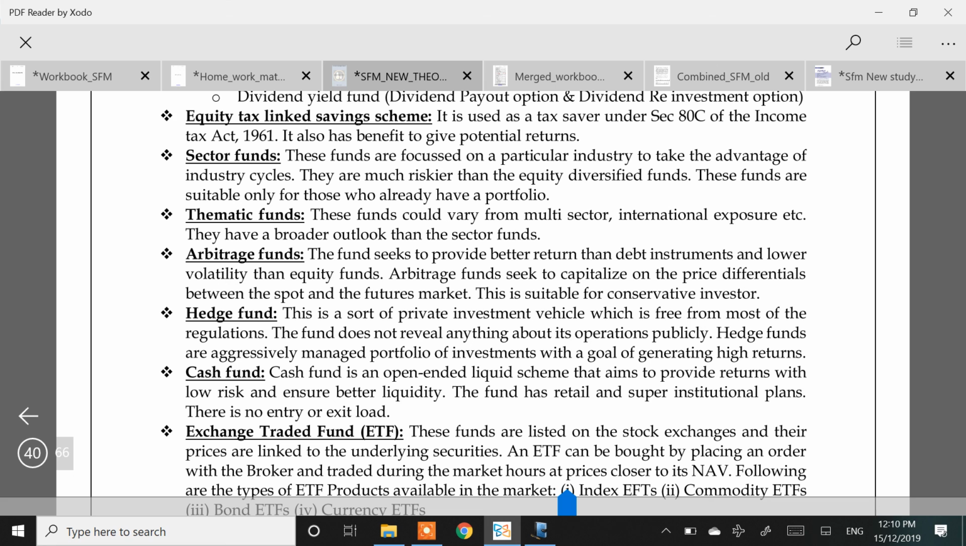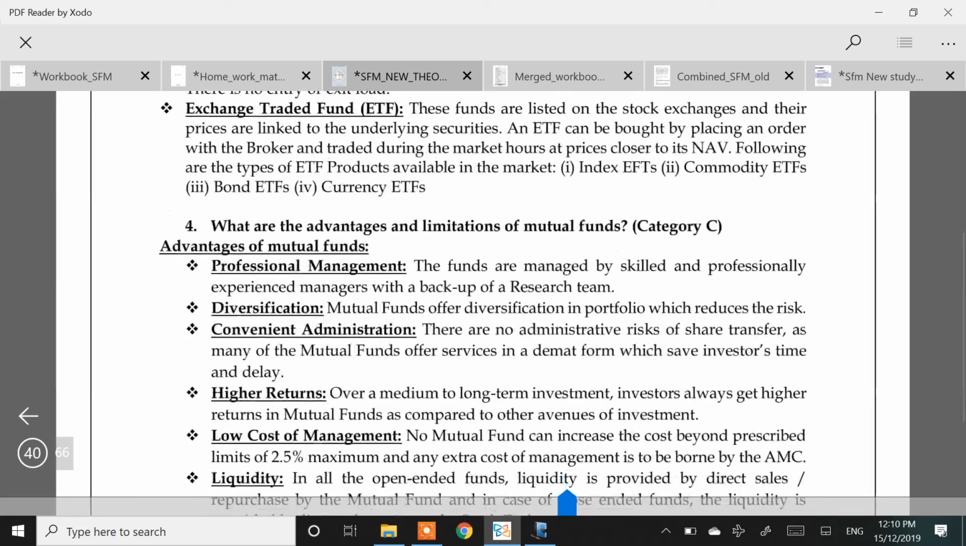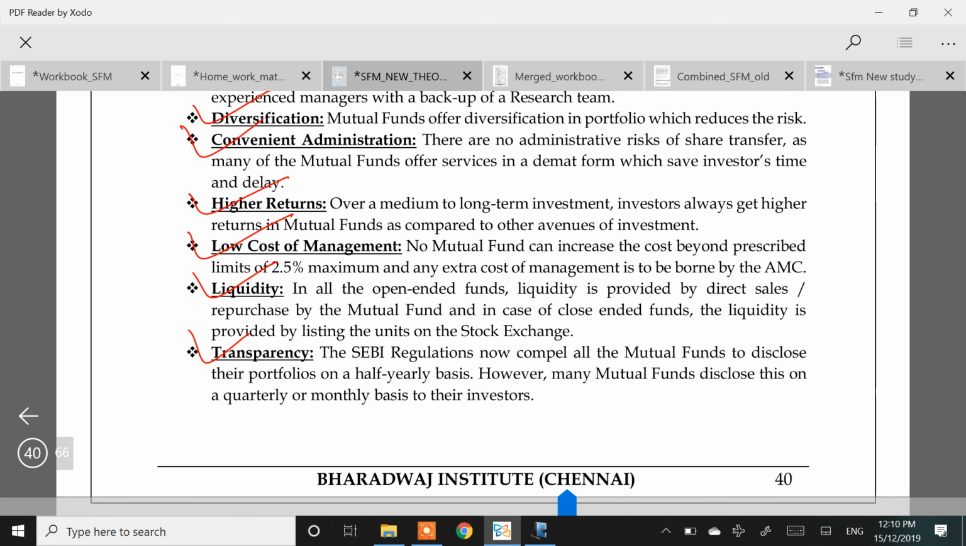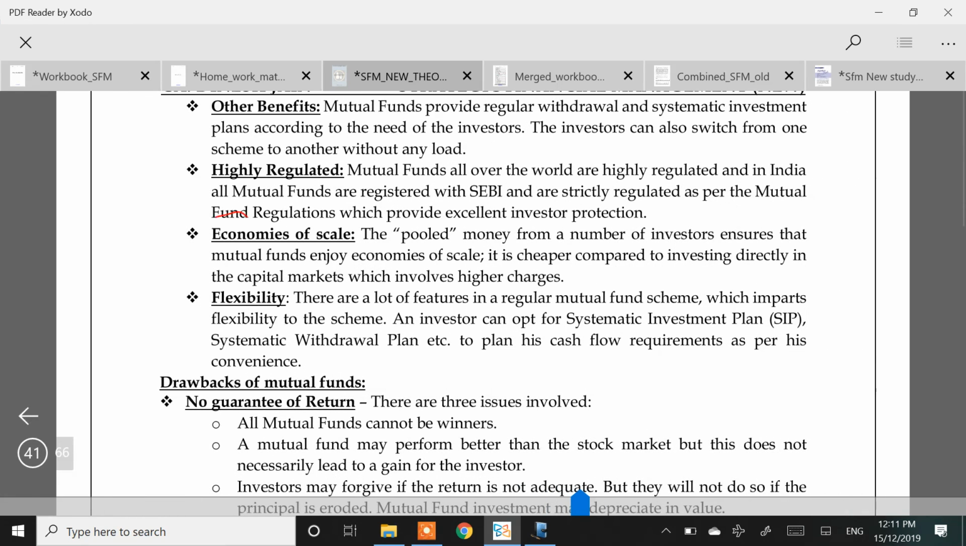Normally mutual funds give better returns than other forms of investment. There is also transparency, liquidity, professional diversification. Higher returns, low cost, liquidity, transparency, convenient administration. All these are benefits when you invest in mutual funds. Also, they are highly regulated, so they have to comply and there is less possibility of cheating. And economies of scale: because they pool money from so many people, their cost of investing, or the expense ratio, will be lower than for other investors.